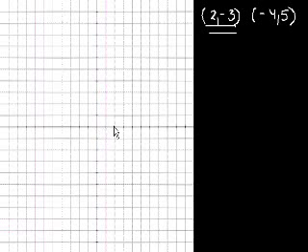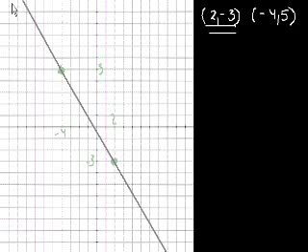So x is 2, so it's here, and the negative 3, 1, 2, 3. So 2, negative 3 is there, and negative 4, 5. So it's 1, 2, 3, 4, and 1, 2, 3, 4, 5. I have to count like this because this graph is unlabeled, but if we drew in the coordinates, you would see that this is 5, and this is negative 4, and this is 2, and this is negative 3. And now let's just draw a line. I'll start right there with my shaky hand, and hopefully, okay, there you go. Good line.